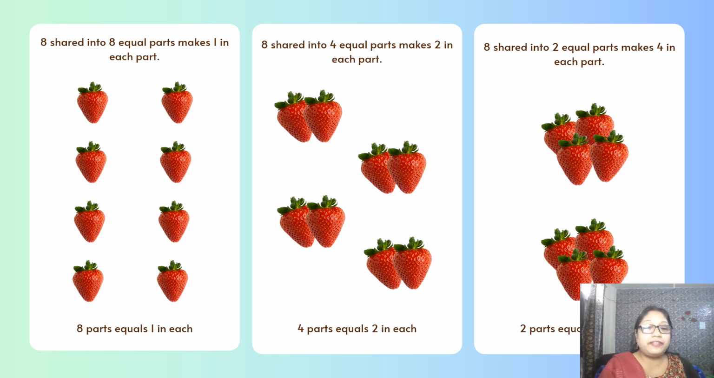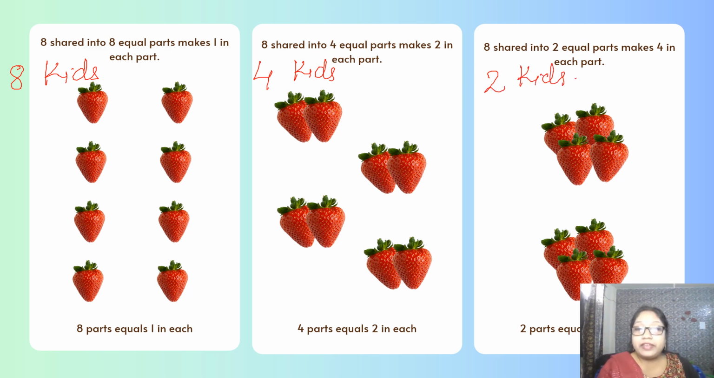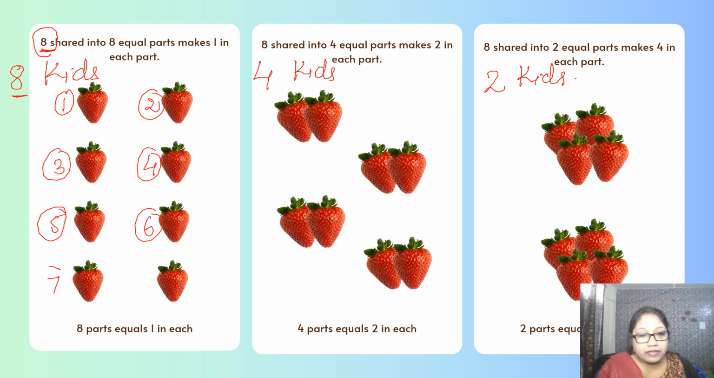To learn the fraction, we have 3 sections here. In the first section, we have 8 kids. In the second section, we have 4 kids. In the third section, we have 2 kids. Okay, we have to share 8 strawberries among the 8 kids. So kid 1, kid 2, 3, kid 4, kid 5, 6, then kid 7, then kid 8. So each will get 1 strawberry, right? Each will get 1 strawberry.